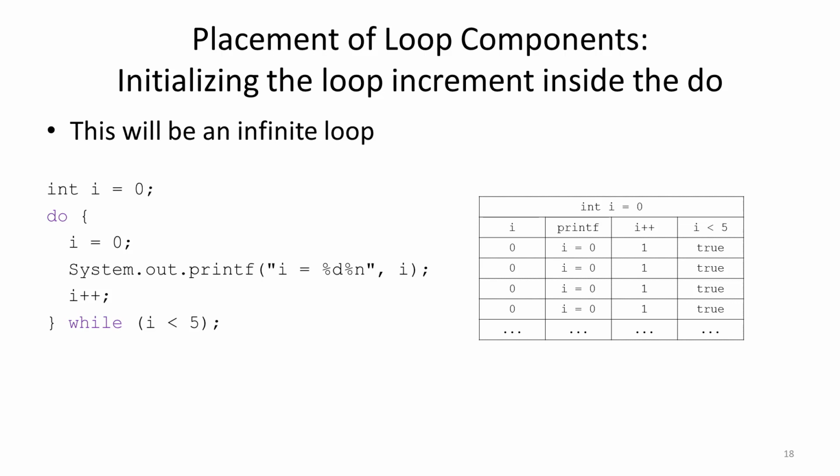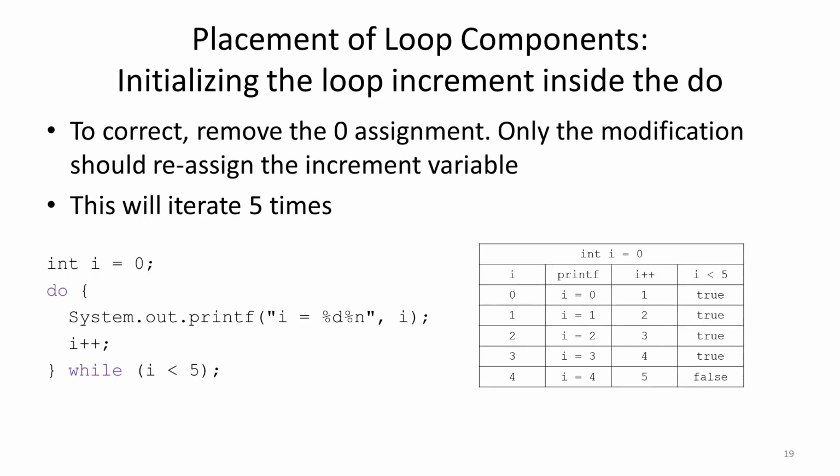The modification of i++ is trying to increment i so that i will eventually reach 5 to make the condition eventually false. As you can see in the table, what is always going to print is i equals 0. i increments to 1. Is 1 less than 5? Yes, it is. Go back up to the top of the do. You have the i equals 0. So it's always reassigning 0 to i, and it's interfering with the modification. So this is an infinite loop.